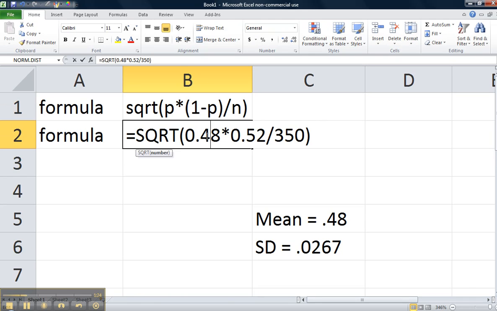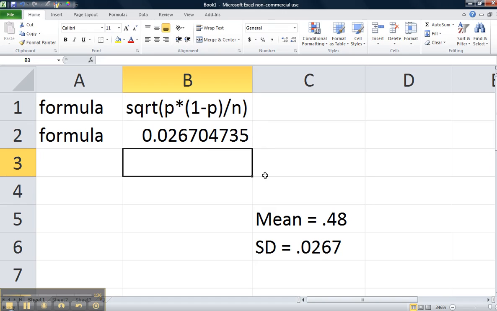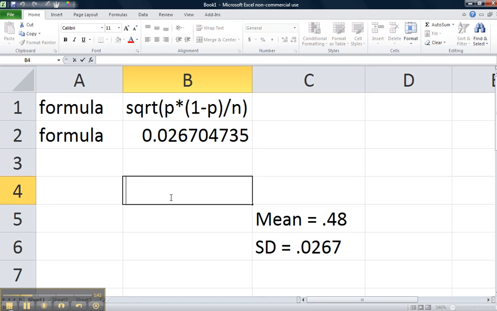Okay? I put this already in Excel here. 0.48 was your P. 1 minus P was 0.52. Multiply those together, divide by 350, take the square root of all that, and we get 0.0267. Okay, there's your mean, your standard deviation, and for Excel, you have to do two of these.